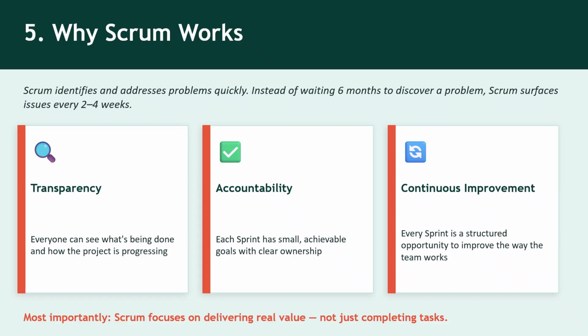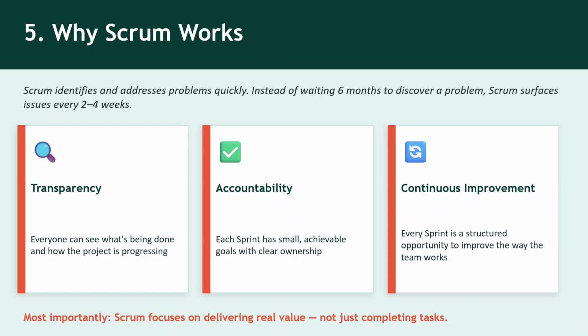Instead of waiting 6 months to see results, you find out every 2 to 4 weeks. That means if things are not going to plan or unexpected problems arise, corrective action can be taken promptly before it becomes a major issue. Scrum identifies and addresses problems quickly, but it also shows progress, which builds trust in the process and in the team.